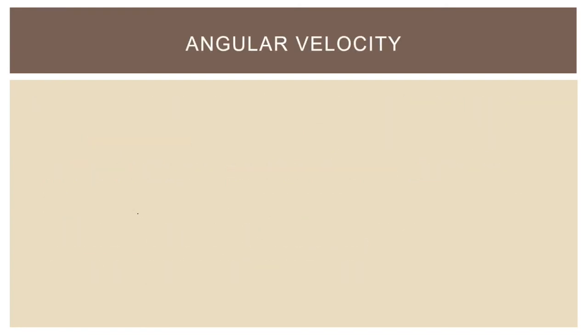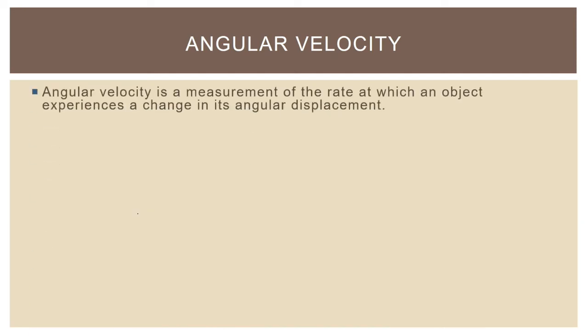That brings us to angular velocity, and this is what we will finish up today's video with, because this stuff, as you might imagine, is pretty simple and straightforward as well. Angular velocity is a measurement of the rate at which an object experiences a change in its angular displacement. Of course it is. Linear velocity is displacement over time, and so it shouldn't come as a surprise what the equation for angular velocity is.